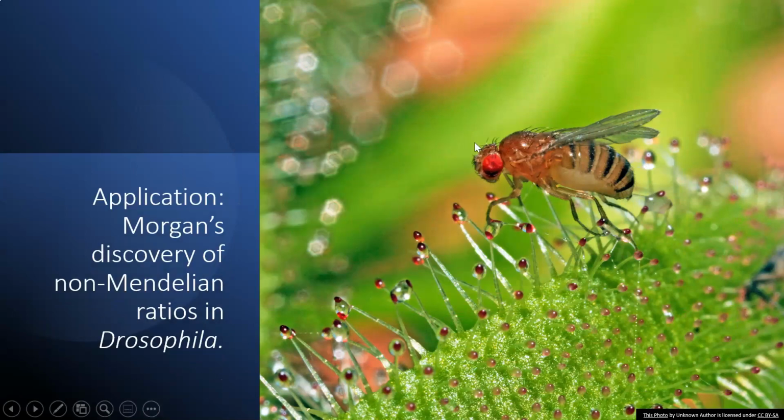So here we've got a picture of our fruit fly with a red eye, and a lot of his work was around the eye colour, although he also did a lot of work around the wing type. If you can imagine the amount of work that Mendel did with the pea plants, well, Morgan did all that kind of work with fruit flies, really specifically looking at different features of the fruit fly.